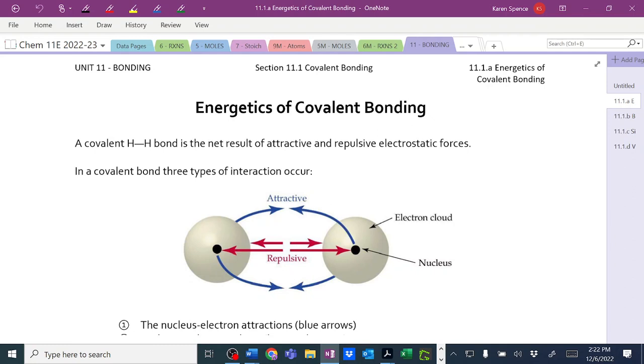How are we doing? Are we ready for energetics of covalent bonding, or do we need a minute? We're ready? We need a minute. Okay, take a minute. Oh, I'm so sorry. Yeah, I'll fix that. Thank you.